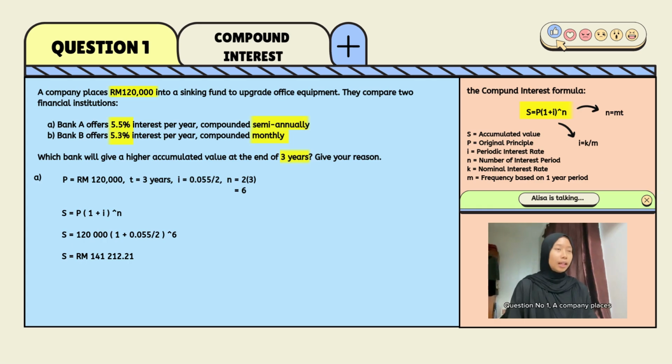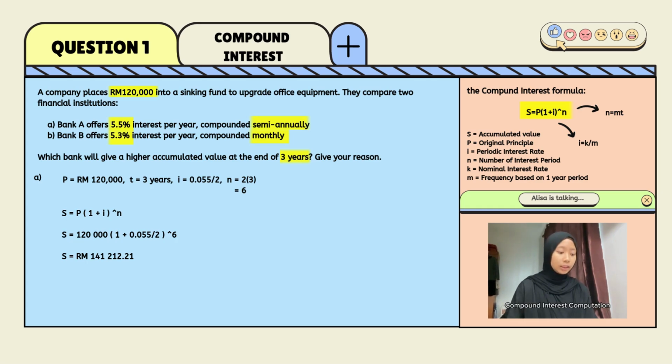Question number 1. A company places RM120,000 into a sinking fund to upgrade office equipment. They compare two financial institutions. Bank A offers 5.5% interest per year compounded semi-annually, and Bank B offers 5.3% interest per year compounded monthly. Which bank will give a higher accumulated value at the end of 3 years? Give your reason. This question is based on Chapter 3 Compound Interest.